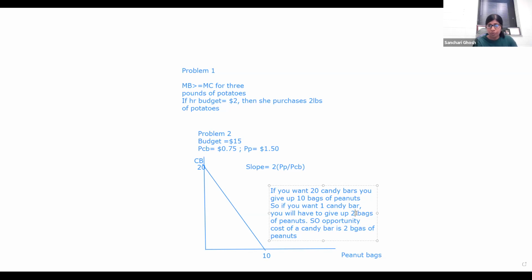It is actually the opposite, I think. If you want 20 candy bars, you give up 10 bags of peanuts. So if you want 1, you give up half a bag of peanuts. Actually, the opportunity cost is lower here. So what you give up is low. And if you want 1 bag of peanuts, you give up 2 candy bars. So really, it seems it's expensive to get that bag of peanuts.